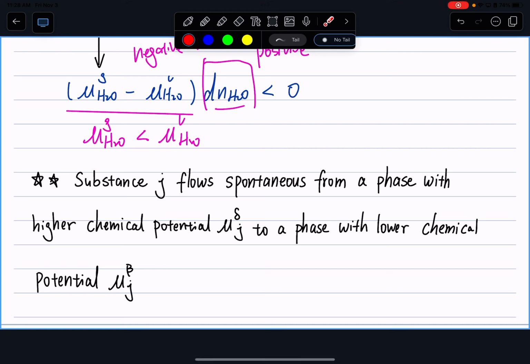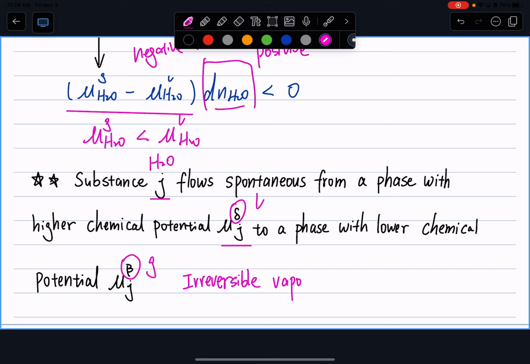Now for this general statement, if we're using our example there, our substance J here is H2O, right? It flows spontaneously from a phase with higher chemical potential, here our delta equals liquid, to a phase with lower chemical potential, where our beta is our gas phase. So what our derivation shows is this is an irreversible vaporization. I think I made some typo in the annotated note, and I'll fix it later, but this one is our updated version.